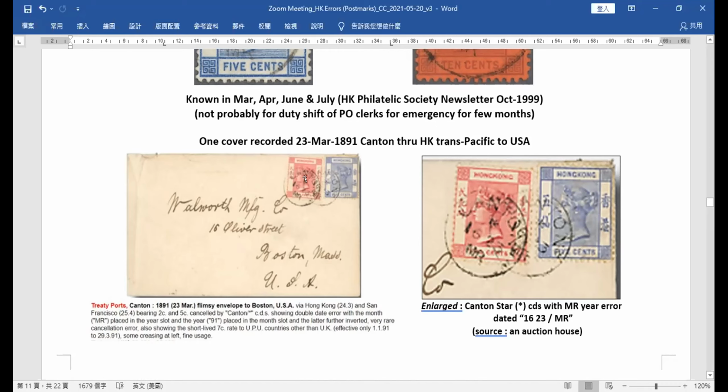And the postal rate, 7 cents. It is a very short life postal rate to UPU countries. Later on, change back to UPU countries, 10 cents. But for to UK, remaining 7 cents. Okay, next.